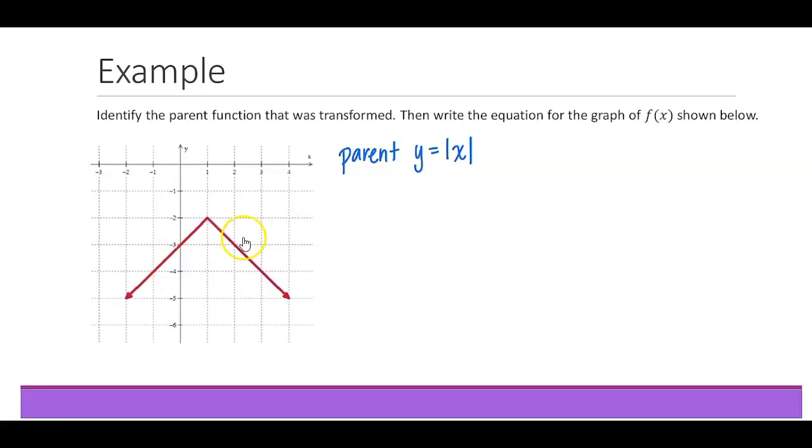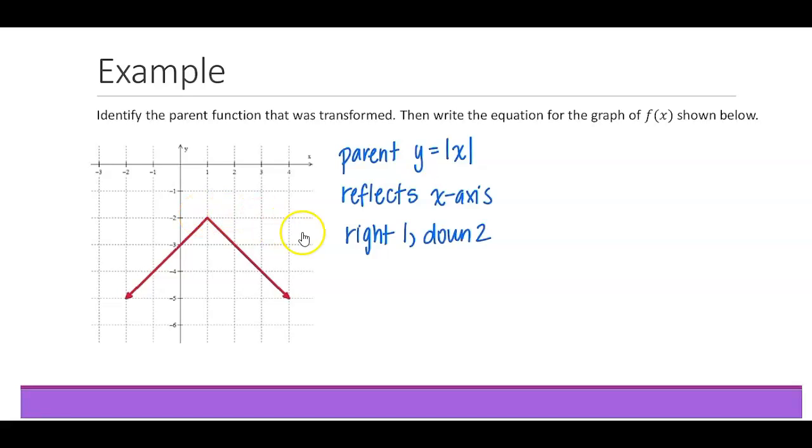And now I want to think about all the things that have happened to it. So it's facing upside down, and that means that there was a reflection over the x-axis. So first I'm going to start by describing the translations in words. So we have reflects the x-axis, and it's also not centered at the origin, or the vertex doesn't pass through the origin. So the vertex is located at 1, -2. So that means the vertex has shifted to the right 1. So we have a shift to the right 1, and then that is also moved down 2.